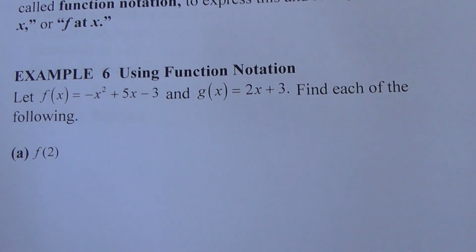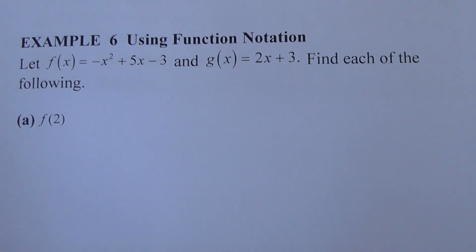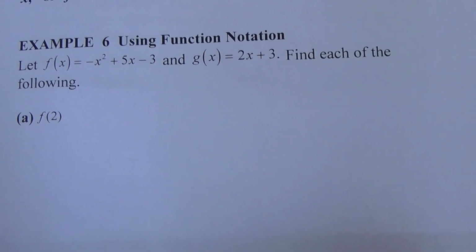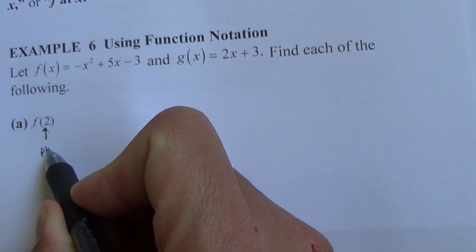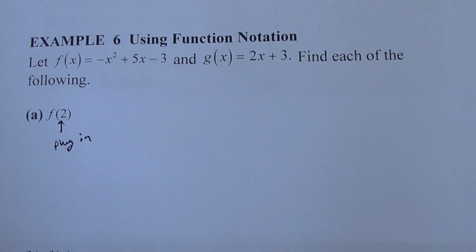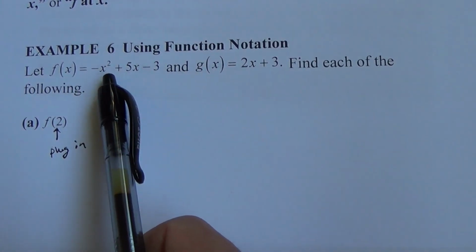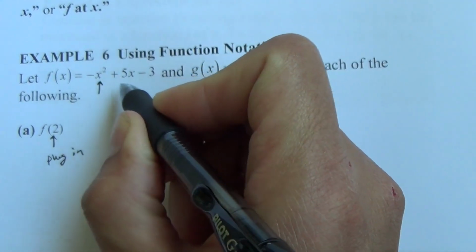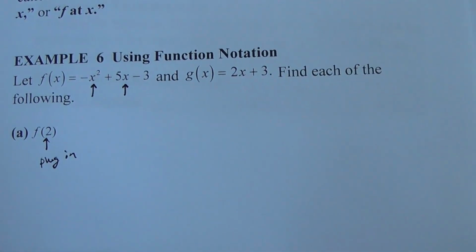In example 6, we're going to use function notation to find the following values. In part A, we are looking for f of 2. So what we need to do is plug in 2 into the original function f of x for each of the x values. So we're going to plug it in for every single x value that we see.